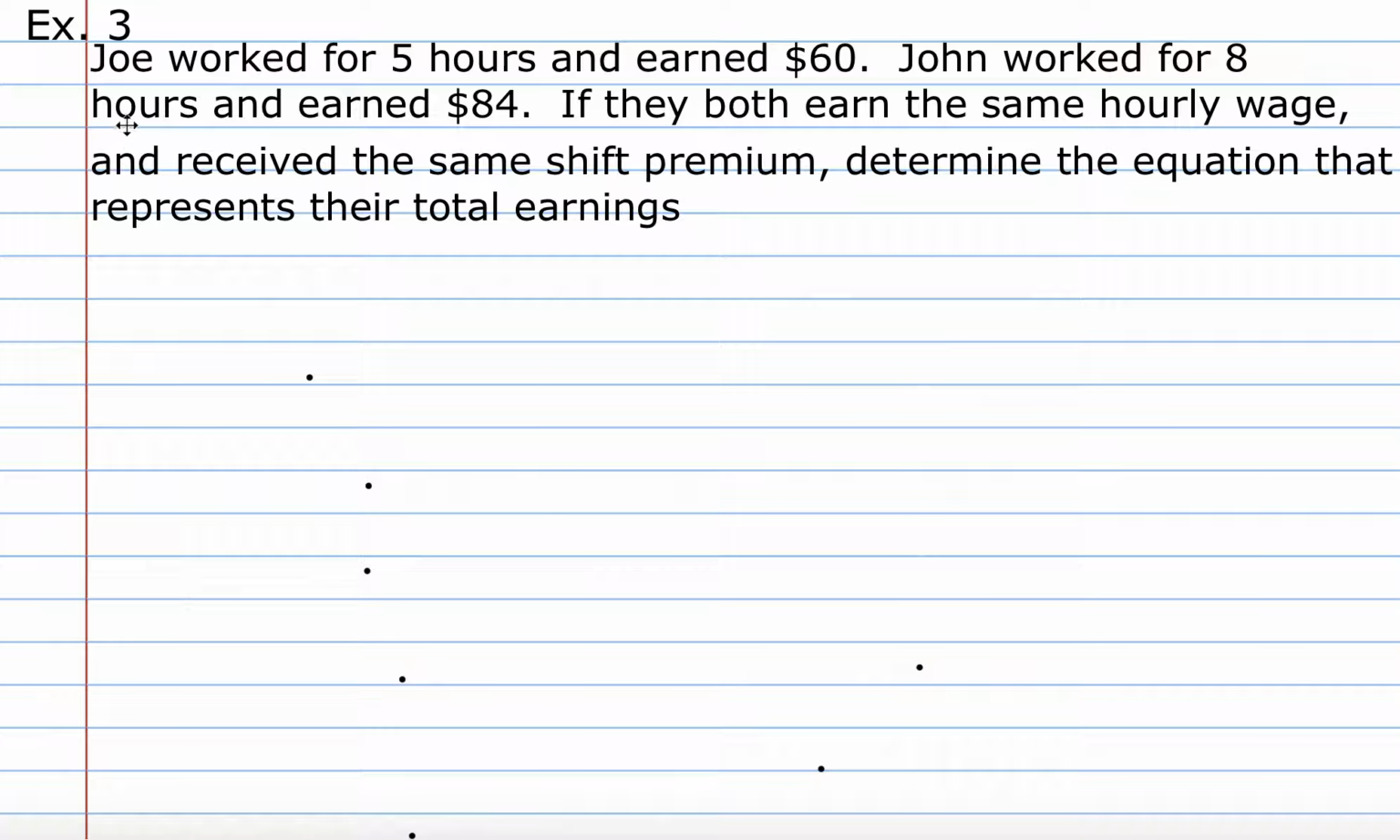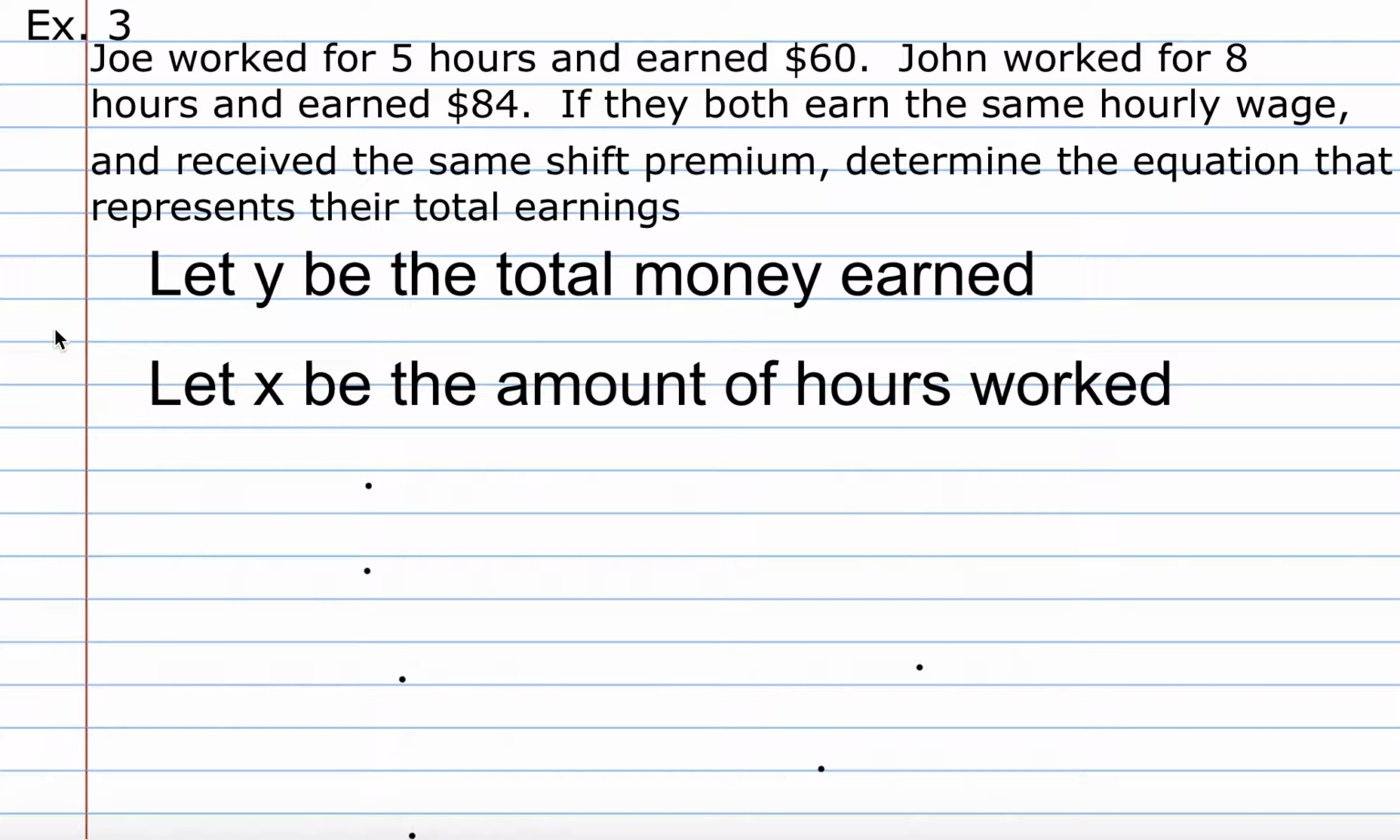Alright, this question is actually pretty tough. So Joe worked for 5 hours and earned $60. John worked for 8 hours and earned $84. If they both earn the same hourly wage, so they earn the same amount of money, and they have the same shift premium, so they have the same bonus at the start of the shift, determine the equation. First thing we need to do is set up a let statement. We need to realize that y is money and x is hours. So we're going to have let y be the total money earned, and let x be the total hours worked.